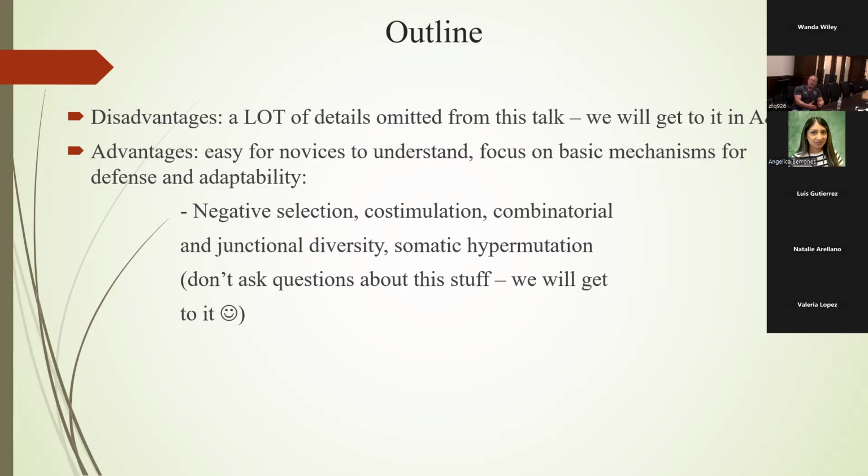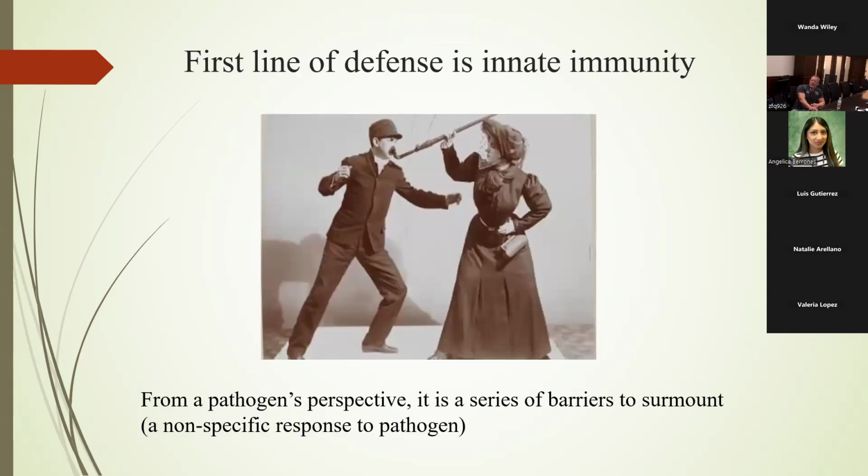But by and large, if you learn the immune system and how it functions for one person, this is going to be applicable across many, many people. And so in the talk today, as I said earlier, I'm going to try to keep this as simple as possible. We're going to really focus on just the basic mechanisms that you need for defense and adaptability, and try to make sure that this is something that people can understand and take away some knowledge from this lecture. So let's talk about the first line of defense in the immune system.